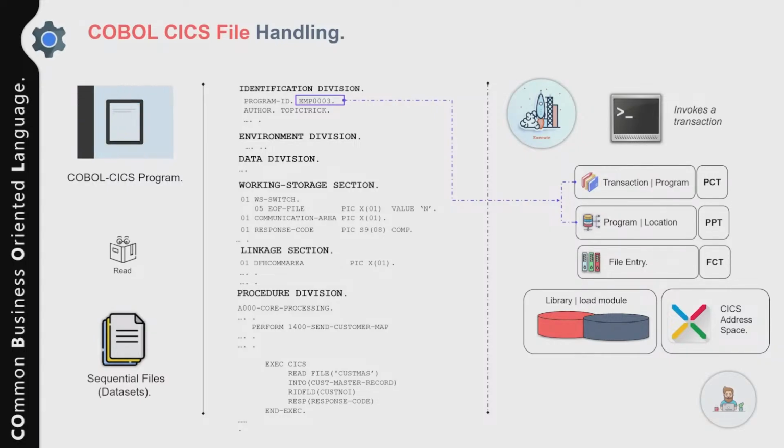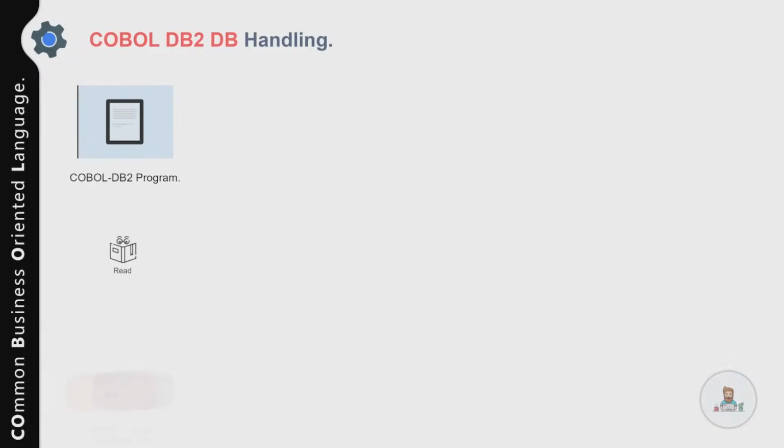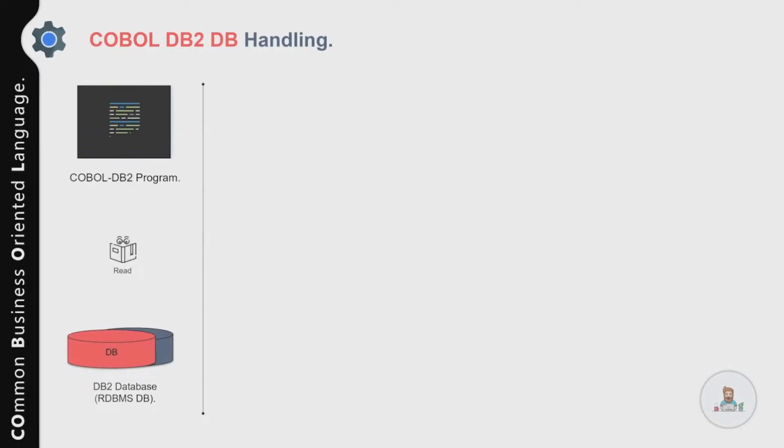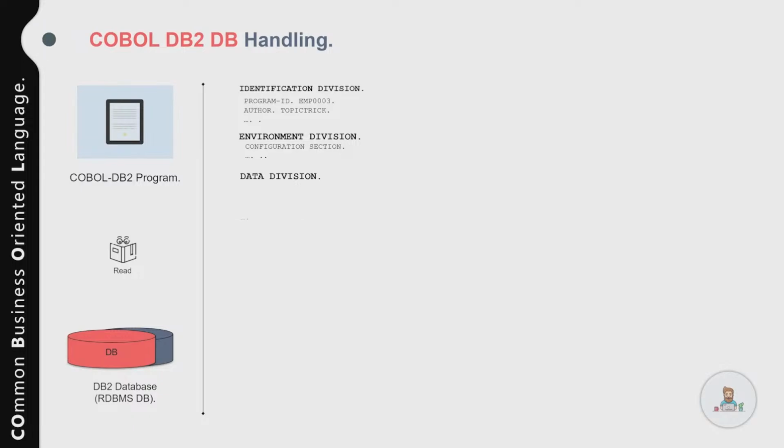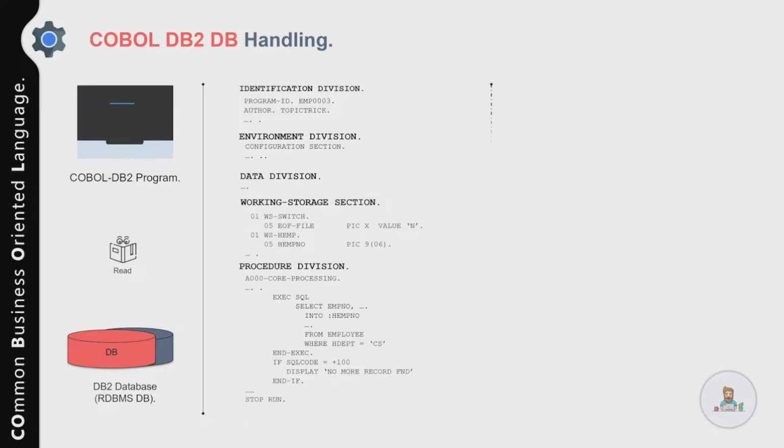Now let's move on to our next example, that is a COBOL DB2 program, and in this case we are actually reading data from a DB2 table instead of a file. So again we have four different divisions: identification division, environment division, data division and procedure division. If you notice, in the environment division and data division we have not specified any file related details because we are actually reading data from a DB2 table.